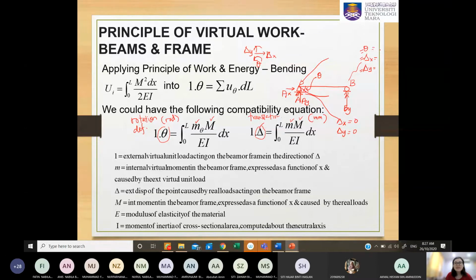Okay, so theta is unknown. We don't know, we need to determine it. Delta X is unknown. We need to determine it, we don't know the value. Delta Y is 0.